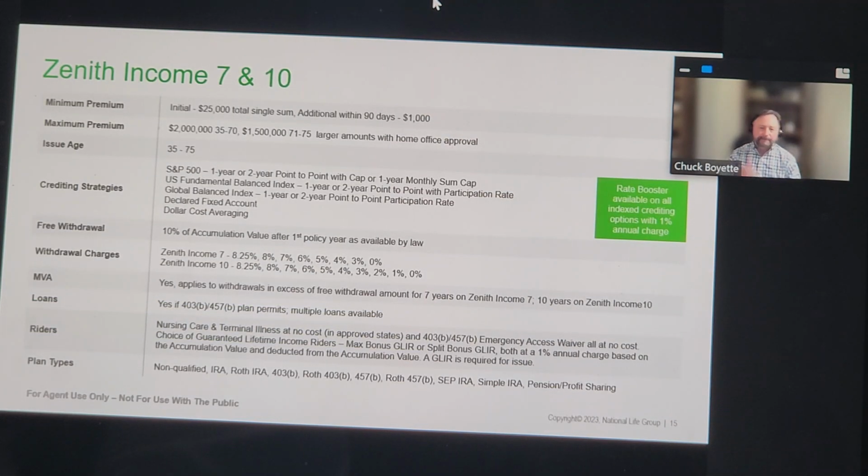And then the specifics on Zenith Income 7 and 10. You can see the initial premium is the same, $25,000 to $2 million, age 35 to 75 as a max premium. Same crediting strategy options. Really nothing different to point out there versus the others in regards to the plan types and riders.